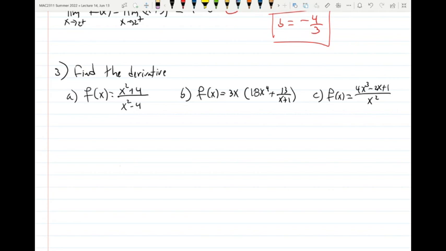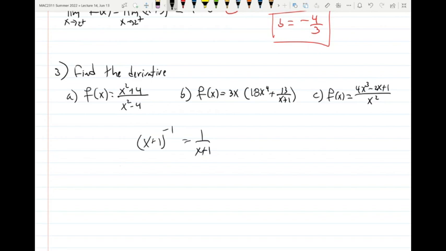Do you know how to do that? Do you know how to do this derivative? If I give you this function, do you know how to do the derivative like that? It's not the same as... Right now, if I ask you this question, find the derivative of this function, what you should do is write it like this, and then use quotient rule, right?